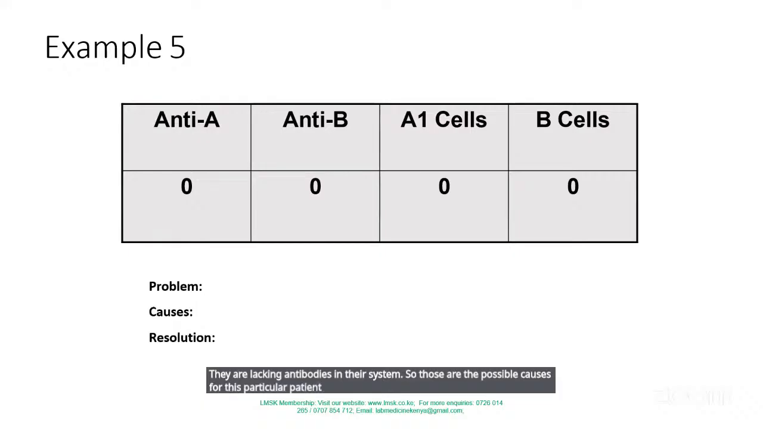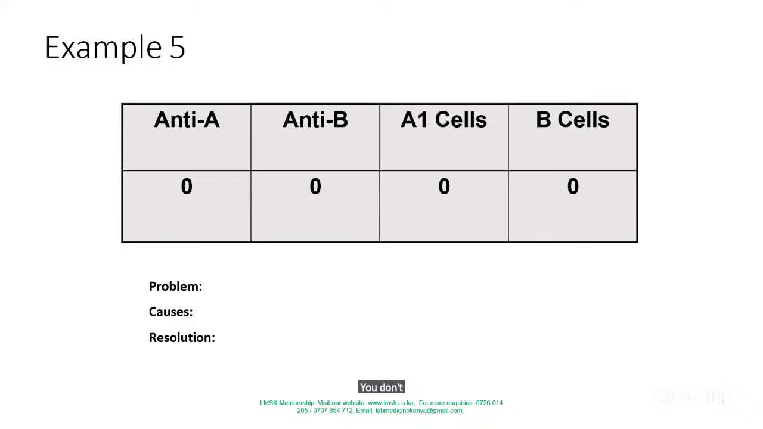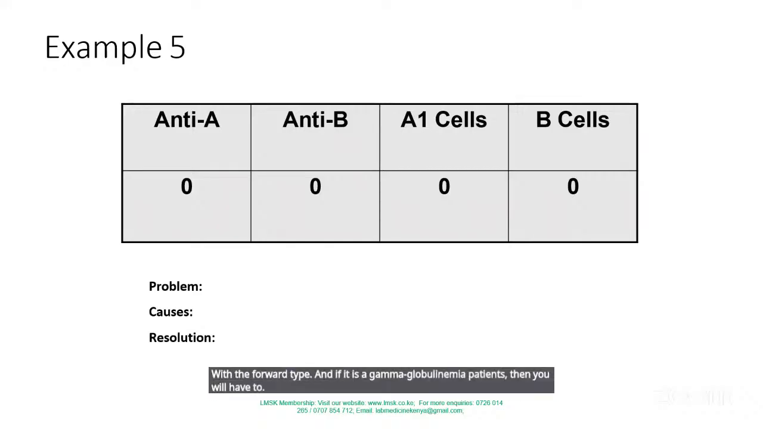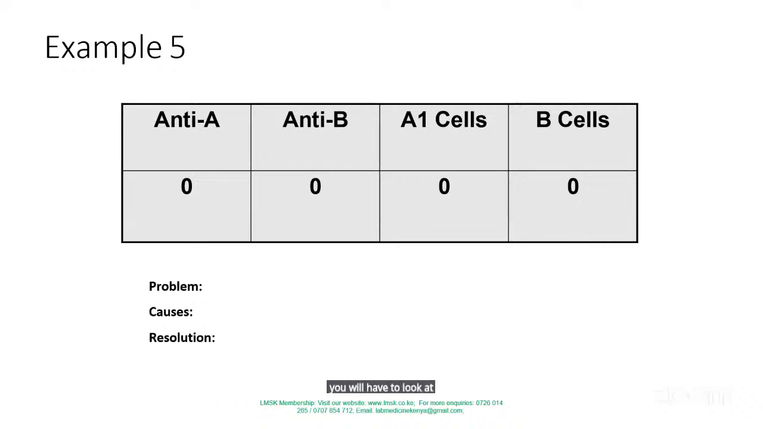So in such cases, you review their history. If they are neonate patients, then you don't have to do what? You don't have to reverse type. You will go with the forward typing. And if it is an agammaglobulinemia patient, then you will have to look at the history. What was their blood group previously?